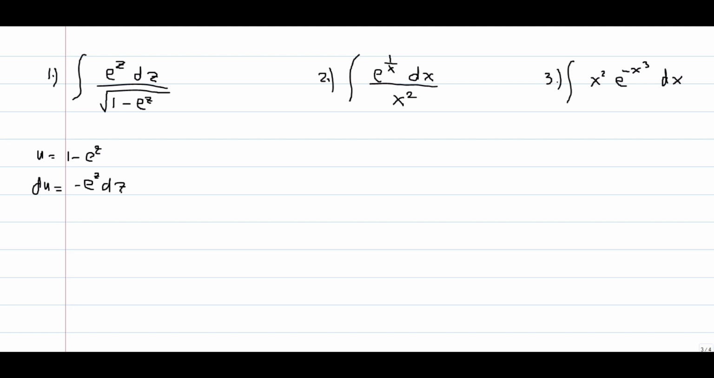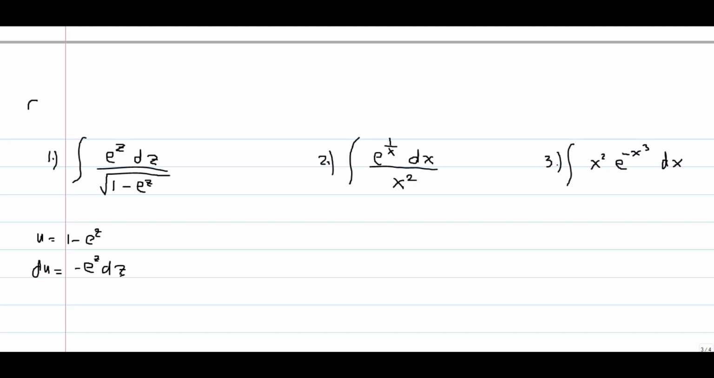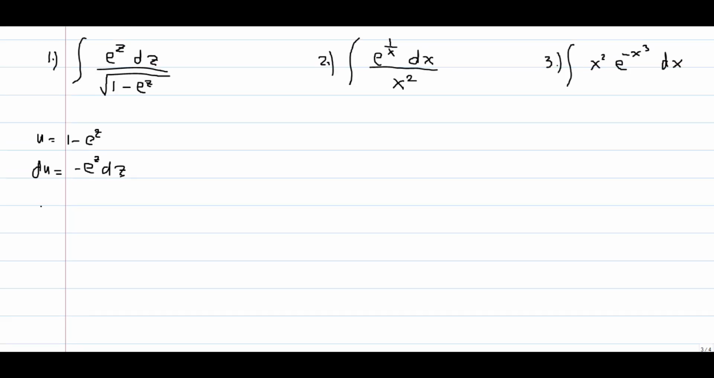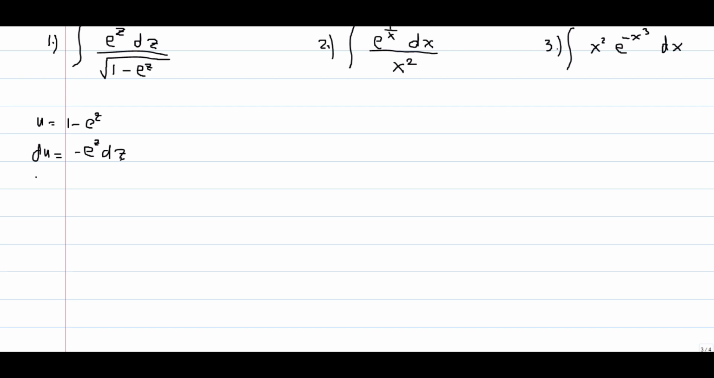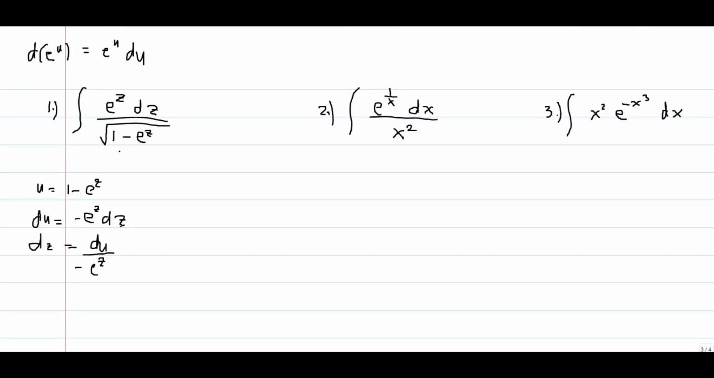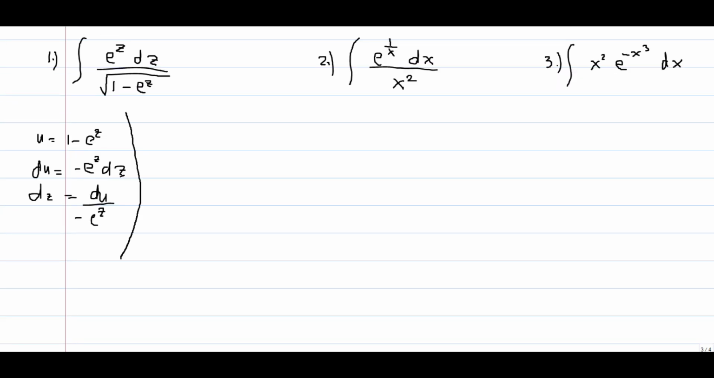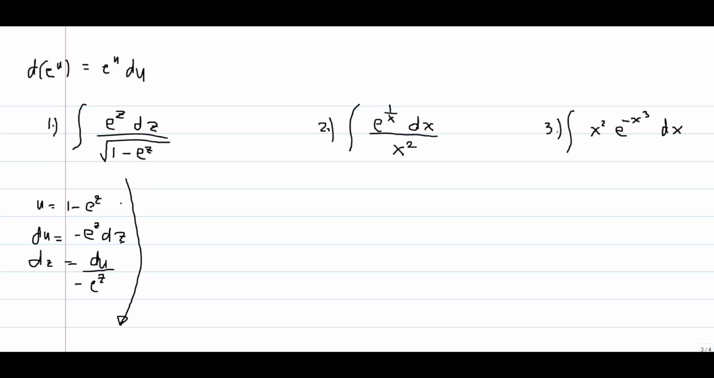Okay, so don't forget that the derivative of e to the power u is equal to e to the power u du. Okay, so by the way, dz here is equal to du over negative e to the power z. Okay, so now we can change the given so that we can integrate.